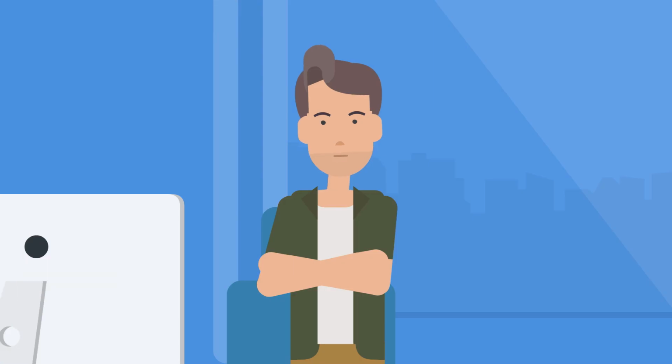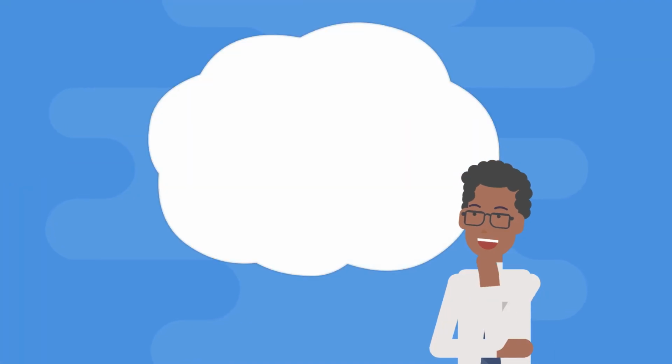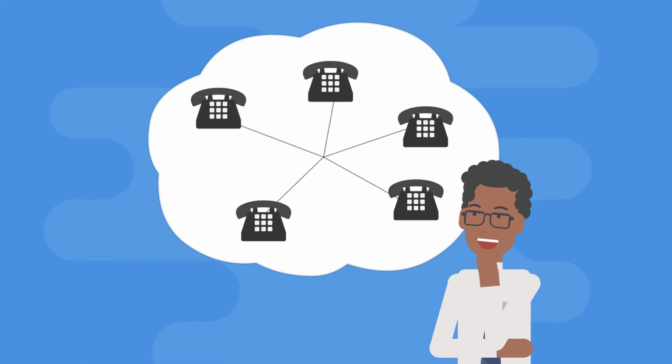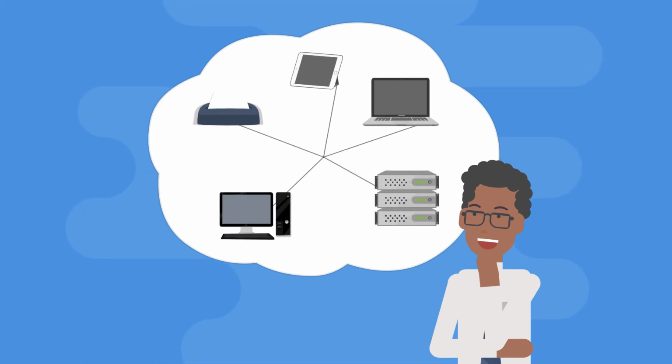And why is it called the cloud? Because engineers used a cloud-shaped symbol to represent a group of physical devices that form a network. First telephones on an exchange, and then computers on the internet.